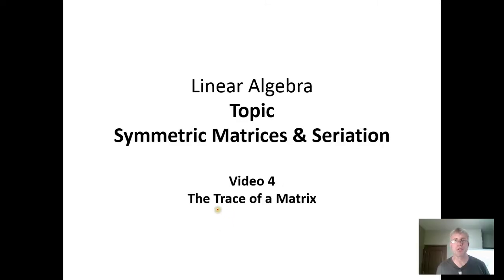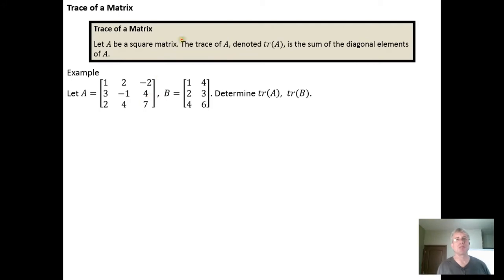So in this video we're going to go over the trace of a matrix. If a matrix is named A, you denote the trace of the matrix as tr(A). The trace of a matrix is very simply defined: if you have a square matrix, it has to be a square matrix, then the trace of the matrix is just the sum of the diagonal elements. So it has to be square, it has to have a main diagonal, and you just add up the terms in the main diagonal.